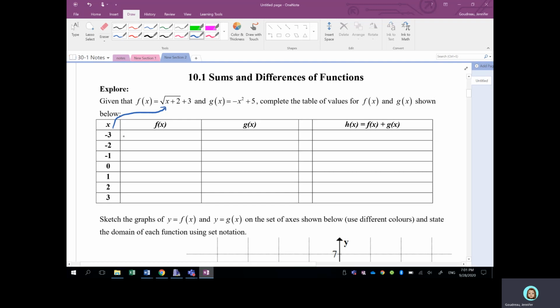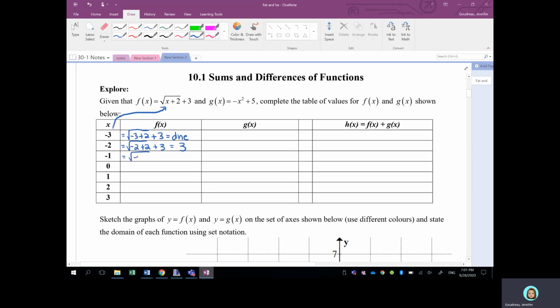Let's start with negative 3. So this is going to be equal to root (negative 3 plus 2) plus 3. Now negative 3 plus 2 is negative 1, and the square root of negative 1 does not exist. So even if we try to add 3 to it, that y value is still not going to exist. So I'm going to put DNE, which stands for does not exist. Let's plug in negative 2. Negative 2 plus 2 is 0. The square root of 0 is 0. 0 plus 3 is 3.